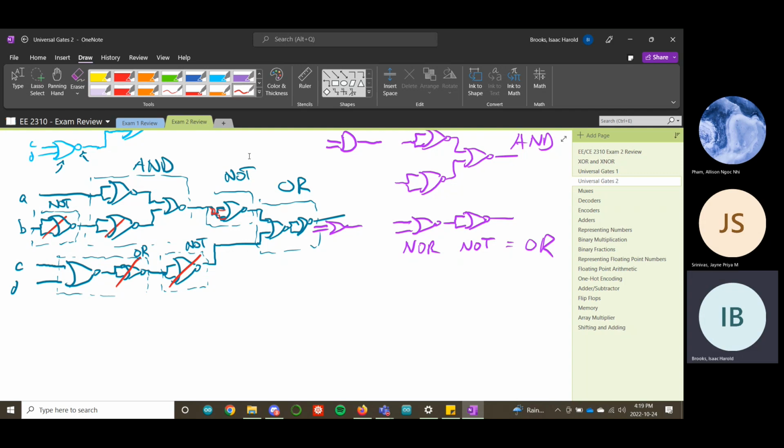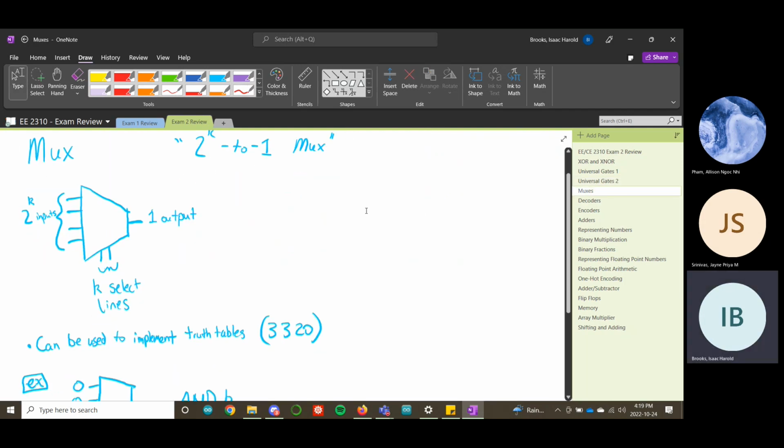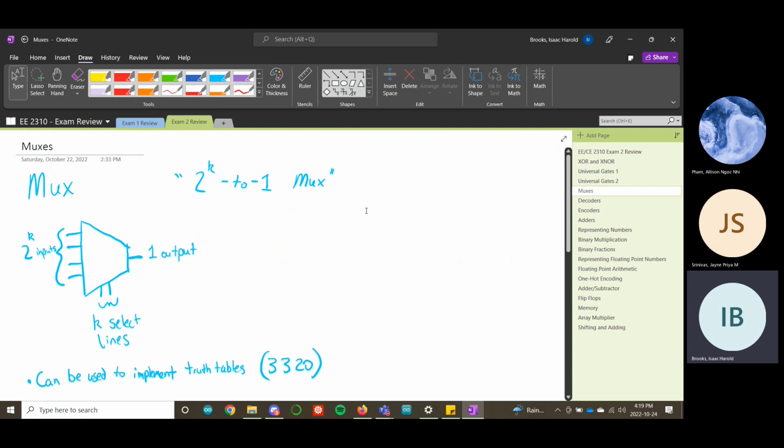Okay, so next, let's go on to some of our other components. And I know that you talked about these during exam 1, but I'm not sure to what extent you were actually tested on them. So we're just going to go over muxes and decoders and encoders a little bit. And if you have any questions about them, then feel free to ask. But otherwise, I think knowing how they work and what kind of inputs and outputs they have will probably be sufficient for your exam.